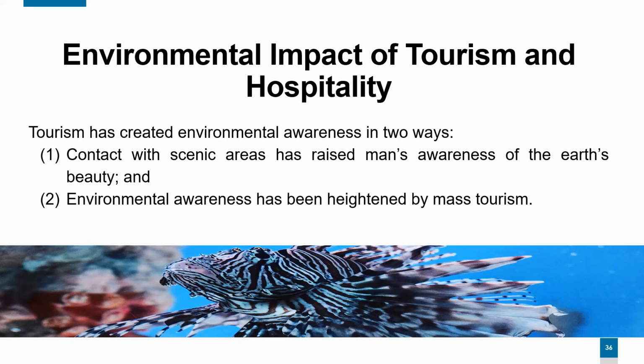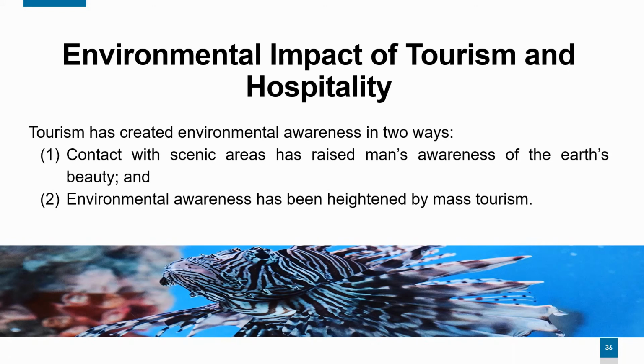An analysis of the positive and negative aspects of tourism and hospitality indicates a need to encourage wise resources management, particularly of water and energy, and the problems of noise and pollution, as well as the problem of garbage and fire hazards which may arise from tourist activities. The environmental benefits and negative impacts of tourism and hospitality need to be recognized. Tourism and hospitality has created environmental awareness in two ways.